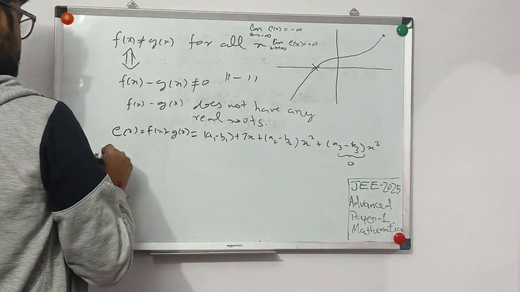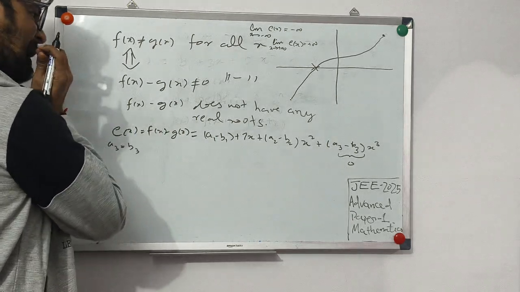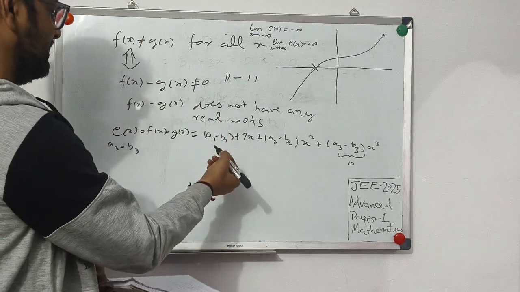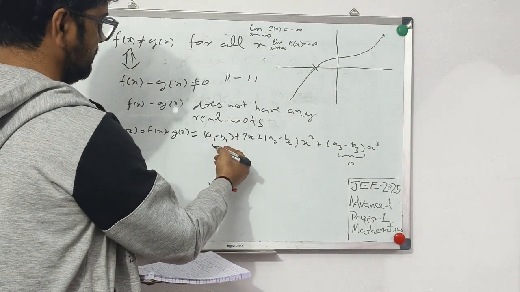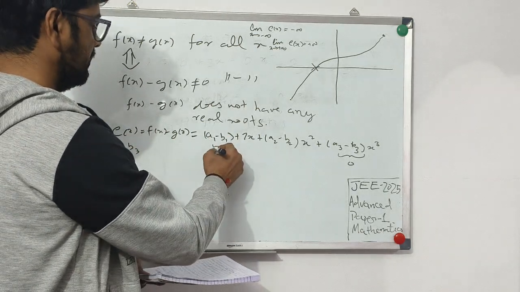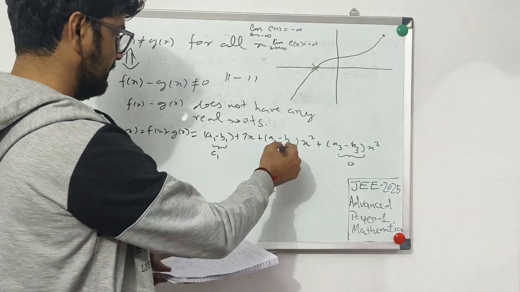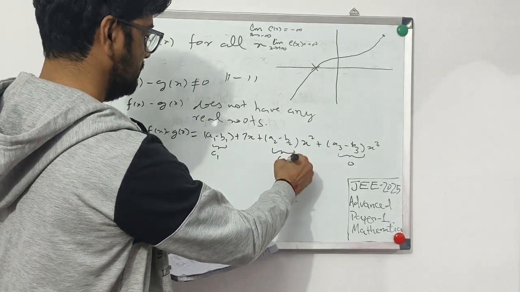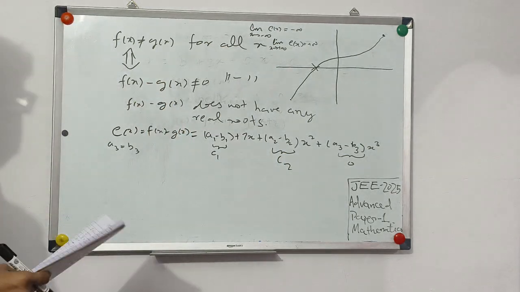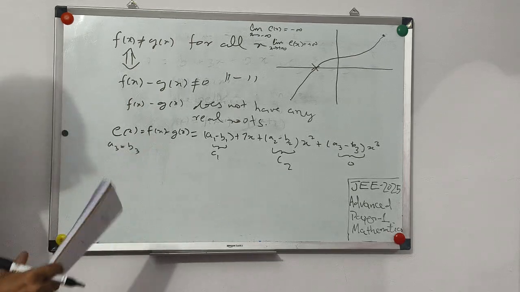So we get a3 equals b3, and we are left with only these two coefficients in the expansion of e(x). Let's call them c1 and c2. Okay, and this is 7. So I'm going to erase it again. Just note it down.